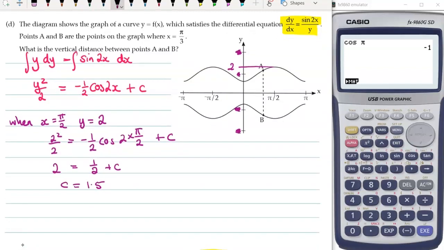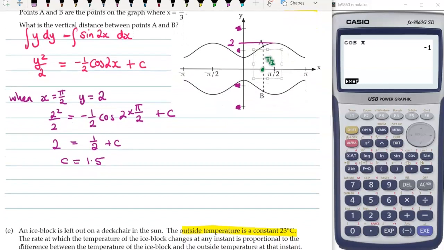Then we want to work out the vertical distance at this point between A and B, and that is when x is pi by 3. Let's just switch up the colour a bit actually. We'll do our distance here. So vertical distance is what we're looking for now. We work out the y coordinate at A. We're going to put in x is pi by 3 into our y equation.